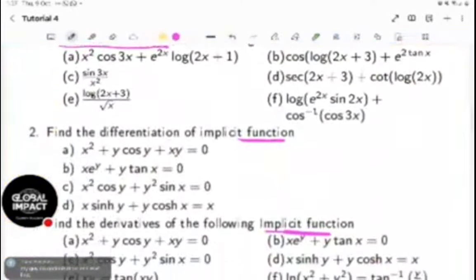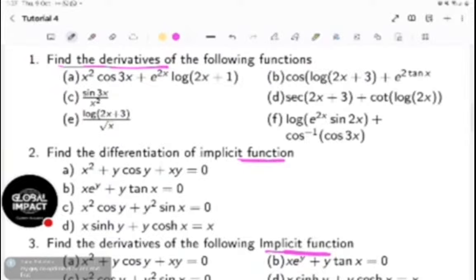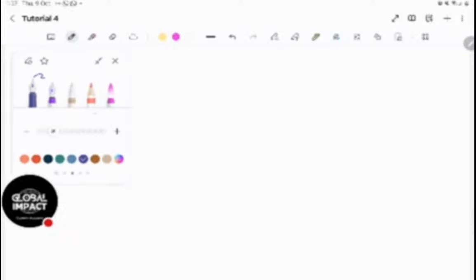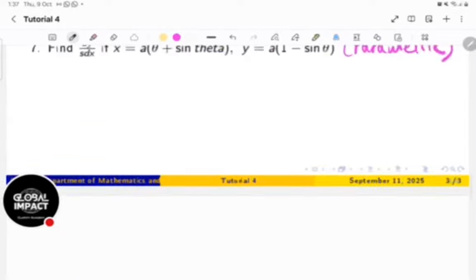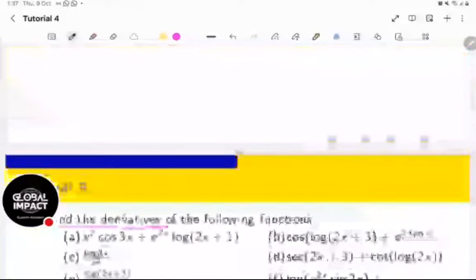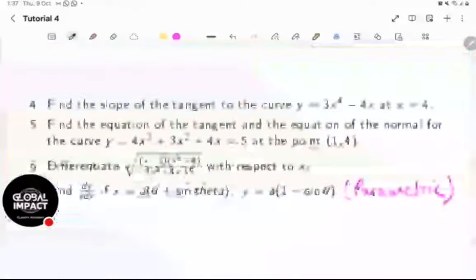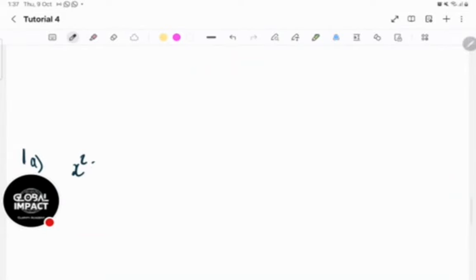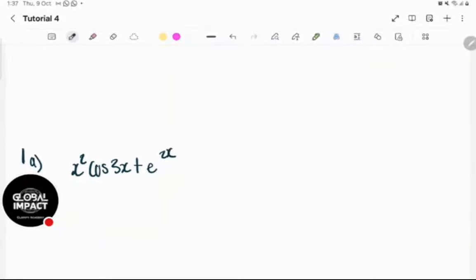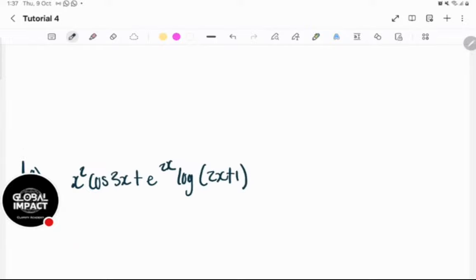Let's go through it. Find the derivatives of the following functions. We start with x squared cos 3x plus e to the x log 2x plus 1. I'm going to say number 1a. This is tutorial 4. They say x squared cos 3x, is it x squared cos 3x? Yes, plus e to the 2x log of 2x plus 1. Okay, I think so.